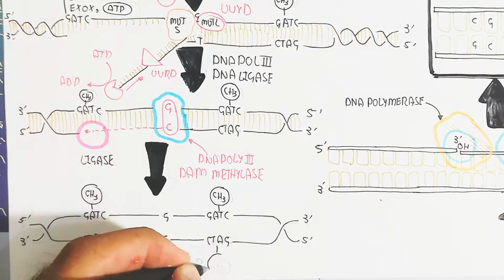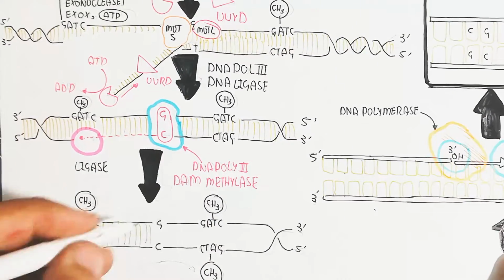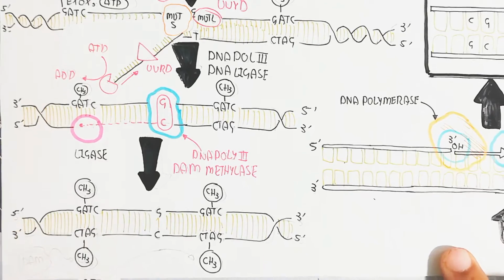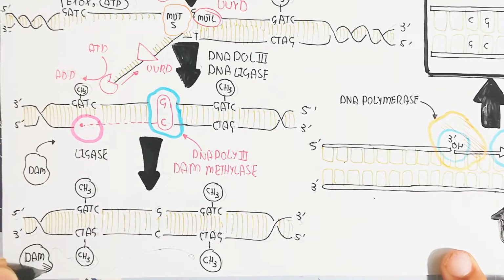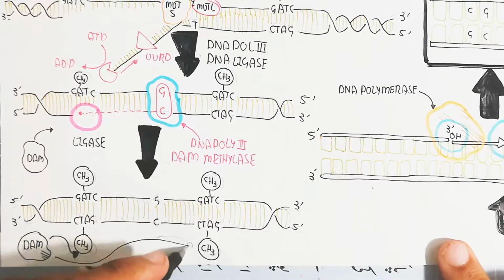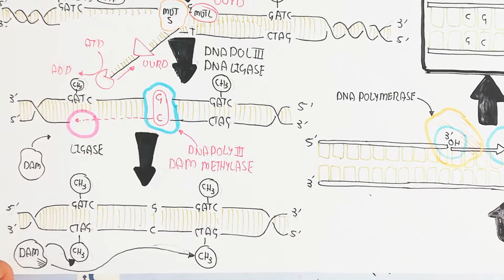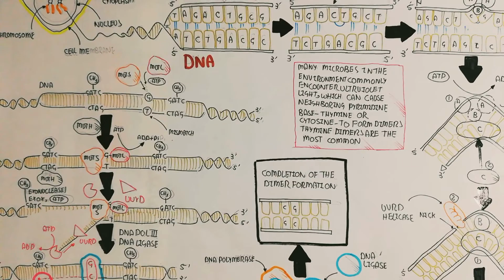So the methylation will occur again through the Dam enzyme. After this, the methyl group addition restores epigenetic homeostasis, epigenetic maintenance. So this is the mismatch repair.